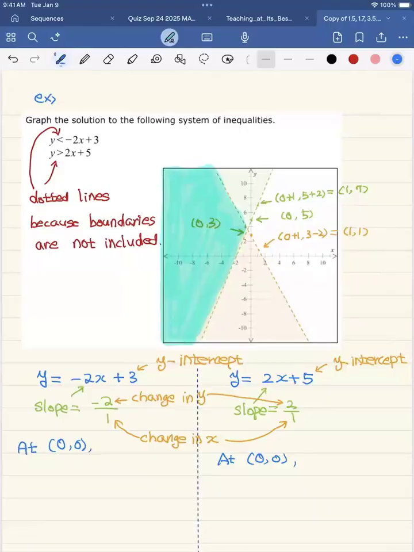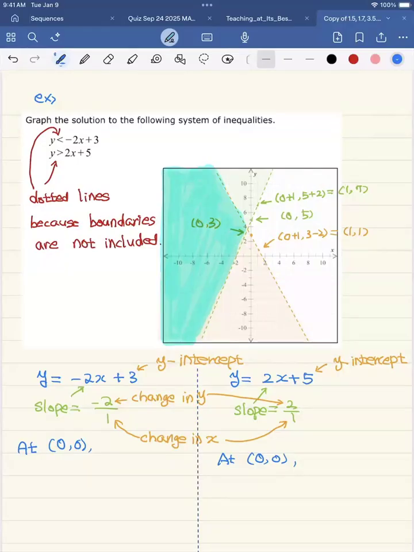In the next problem, we have to graph the solution to the following system of inequalities. There are two inequalities: y less than negative 2x plus 3, and the other one is y greater than 2x plus 5. Let's graph the straight lines involved in those inequalities. Both straight lines will be denoted with dotted lines because there is no equality sign.